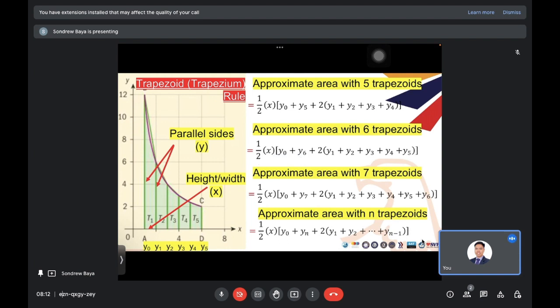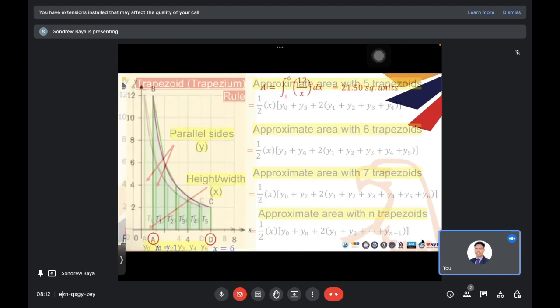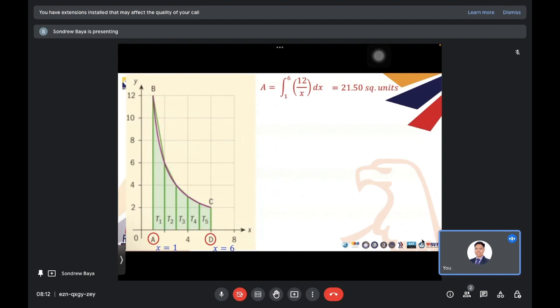And I think right now we're ready to apply it. So let's go back to the first example we had, wherein we found the area of this using the usual way, integrating the function. But again, what if we don't know the function at all? We are just given the curve. In that case, we will use the trapezium rule.